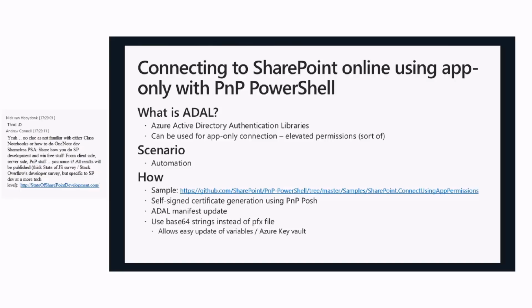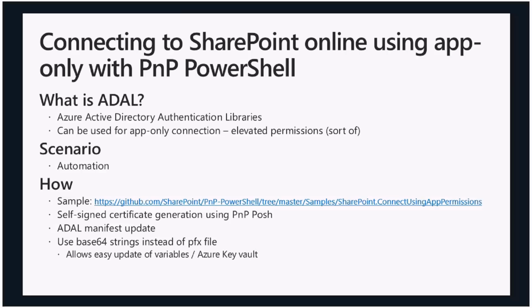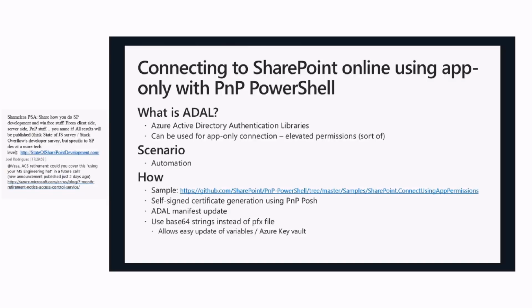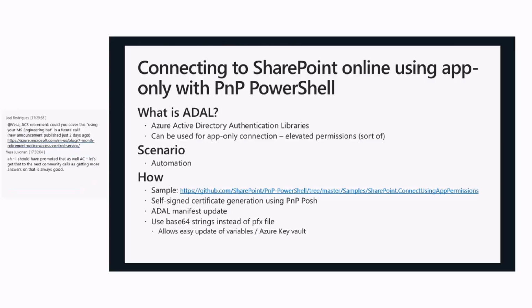As I said, the scenario here is automation, and we'll be using a self-signed certificate to do this. So what we've done in PnP PowerShell is actually create a new commandlet, which lets you generate a self-signed certificate. And there's also a sample link there on how to run this sample. So the idea here is you generate the certificate. You can, of course, keep the PFX file if you want, or you can just keep the base 64 strings for the key and the certificate itself, which you then could use in environment variables or in Azure Key Vault when you run your automation.